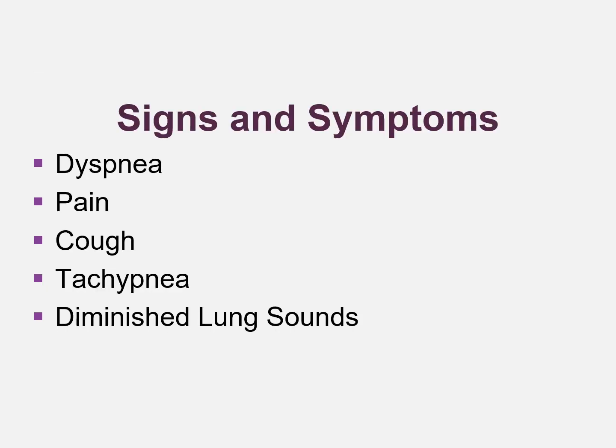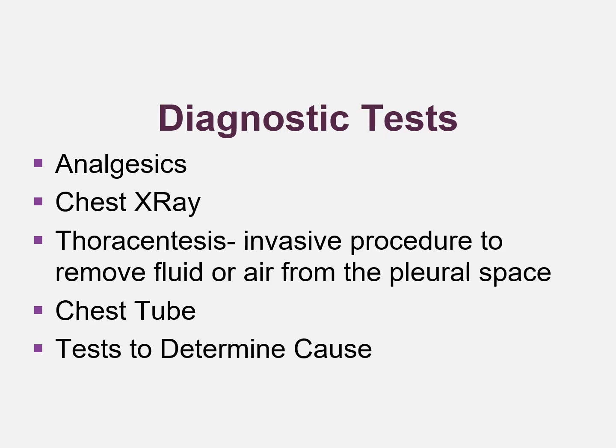So signs and symptoms are going to be shortness of breath, or a sudden onset of shortness of breath, pain, cough, tachypnea, and diminished lung sounds. So for this, we may give analgesics. We're going to do a chest x-ray, a thoracentesis probably, to remove the fluid or the air from the pleural space. We may have to insert a chest tube and then diagnostic tests to determine the underlying cause.